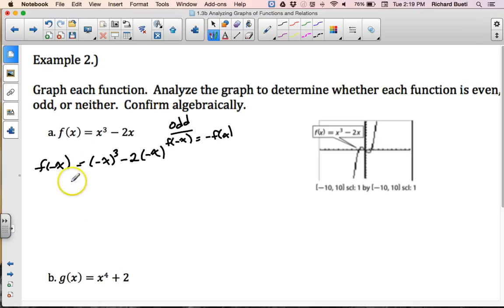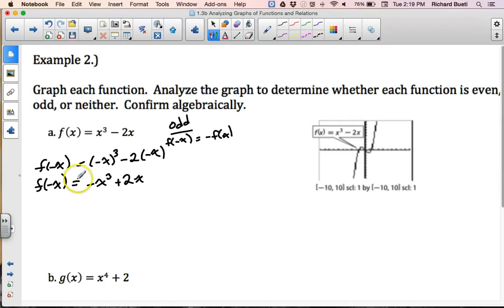Okay, well, let's use what we know. Any negative number that is raised to an odd power is always going to give me a negative number back. So I know that negative x cubed is actually going to be negative x cubed, minus 2 times negative x. Well, negative 2 times negative x is going to be positive 2x. And so this is f of negative x.